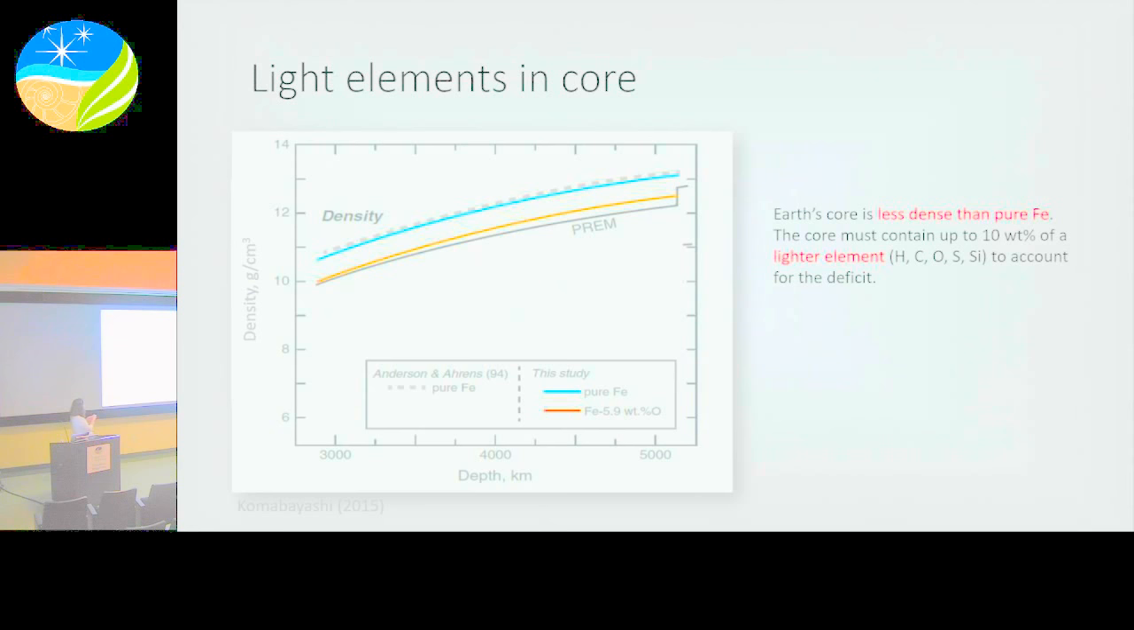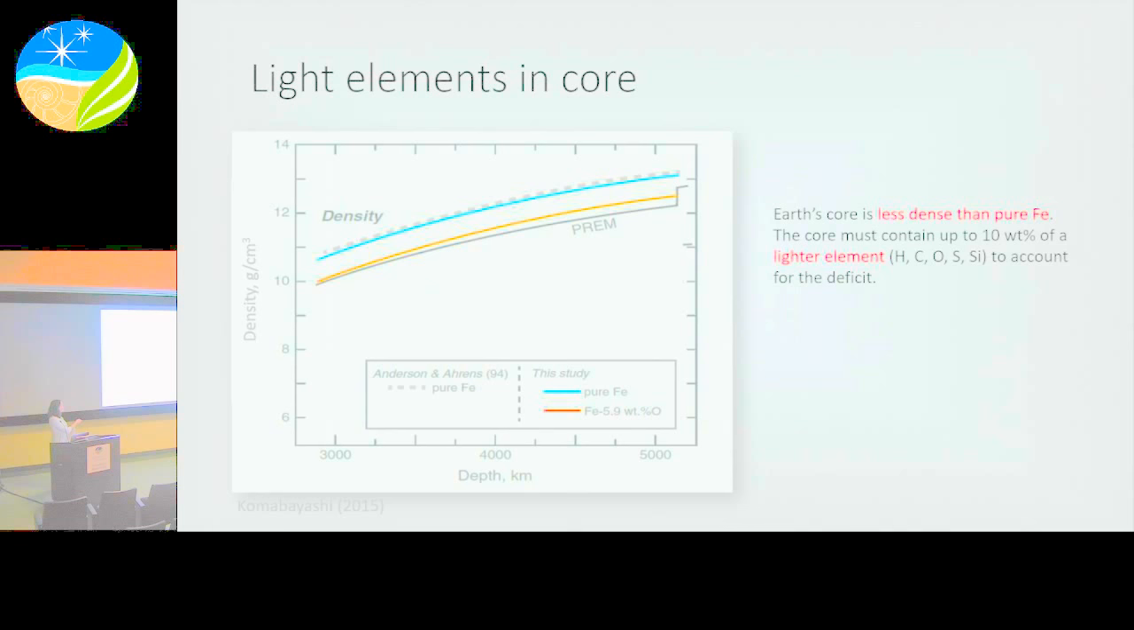And this orange curve is for iron containing about 6 weight percent of oxygen. And that matches this density from PREM much better. So we can see that this density deficit must be made up by the core containing elements that are lighter than iron. And these elements have to be cosmochemically relatively abundant in order to make up this deficit. So models predict up to about 10 weight percent of this lighter element.